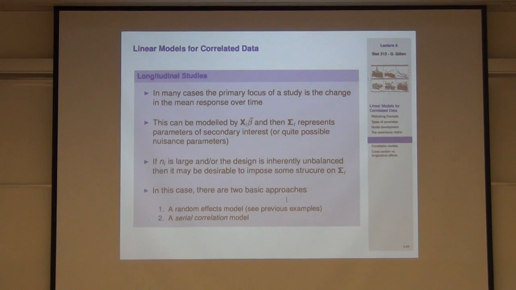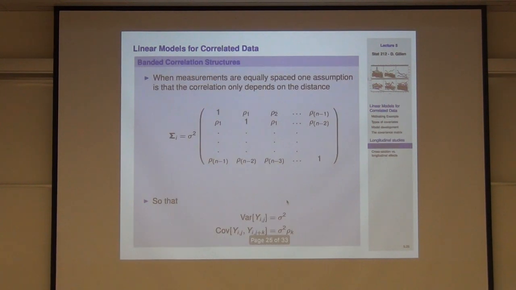So really, again, there are kind of two camps, if you will. There's the random effects camp, and then there's the serial correlation camp, and then there's a hybrid. Pull them together to some degree. We are going to do that in this class. So let's talk a little bit more about the serial correlation model. You guys have seen some examples of random effects models. Let's talk about the serial correlation model.